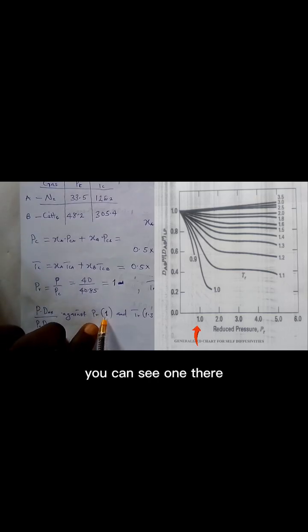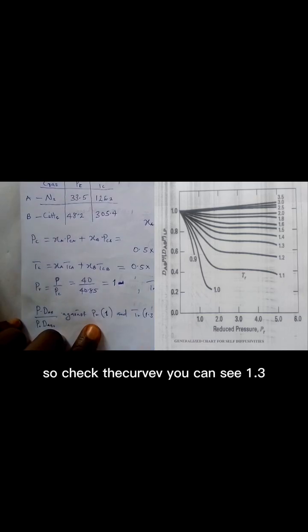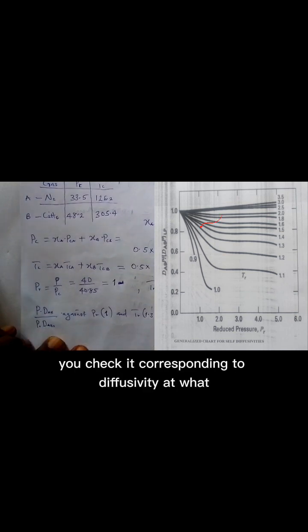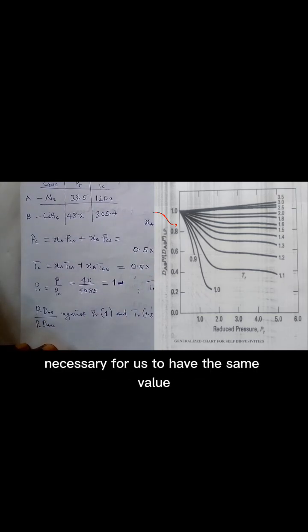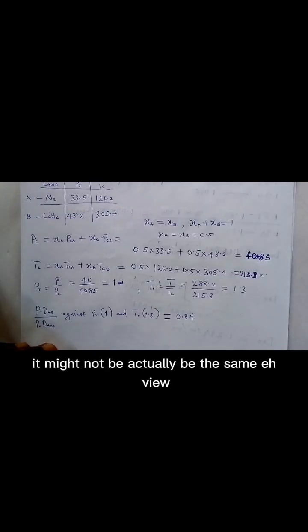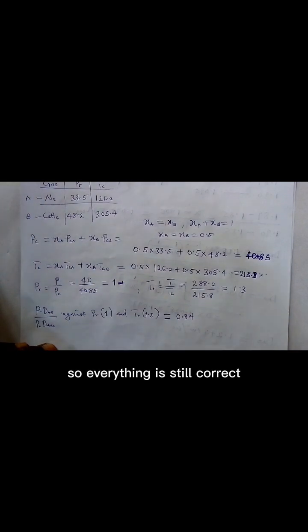At the horizontal axis, which is the reduced pressure, you can see 1 there. Check the curve for 1.3, and you have to intersect it. As we intersect it, you read the corresponding diffusivity on the vertical axis. I have it as 0.84. It's not actually necessary for us to have the same value. You might see it as 0.83 or 0.85 or 0.82. It might not be exactly the same reading, so everything is still correct.